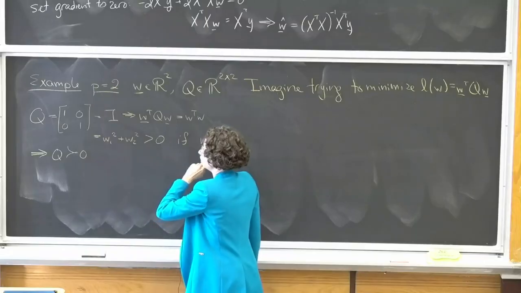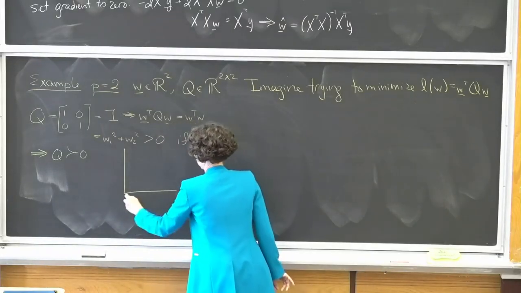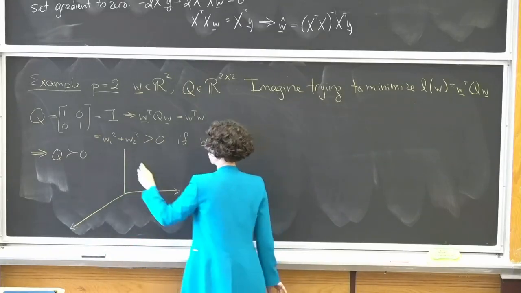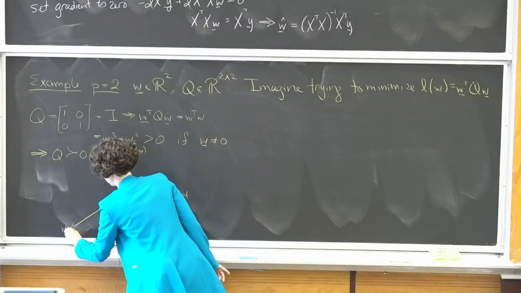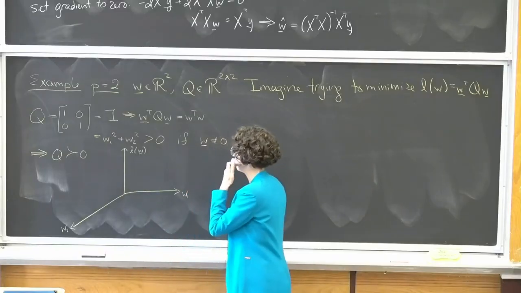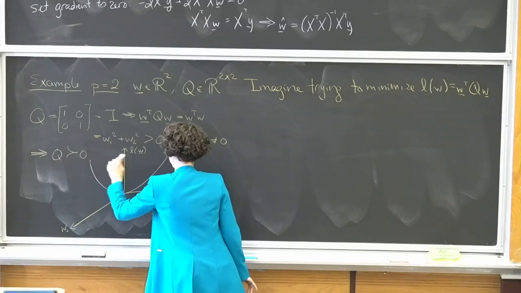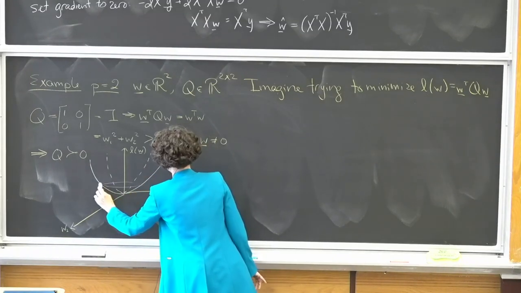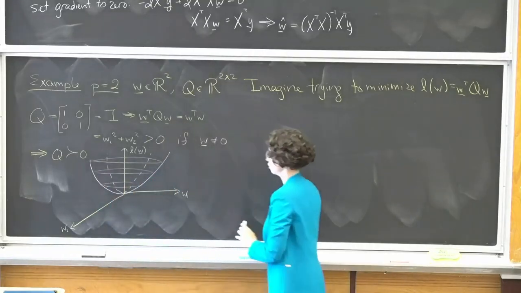And like we were doing in the 1D case, we can try to make a plot. So this axis is my W1 axis. Vertical is L of W. And then I've got my W2 axis here. And in this case, the function that we are trying to minimize is going to look like a bowl. And imagine that there are some contour lines here. So we've got a nice bowl-shaped function.